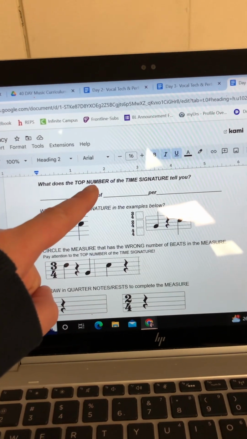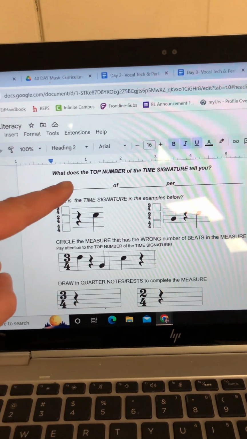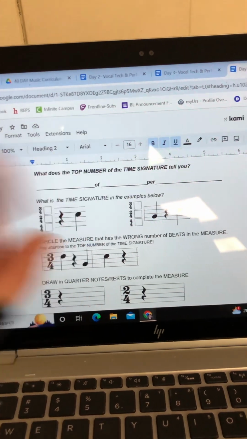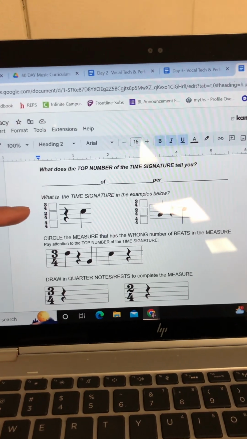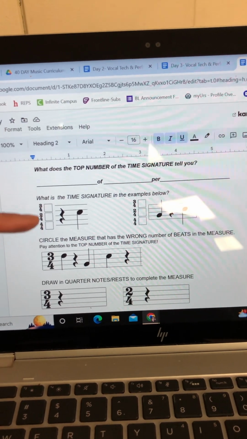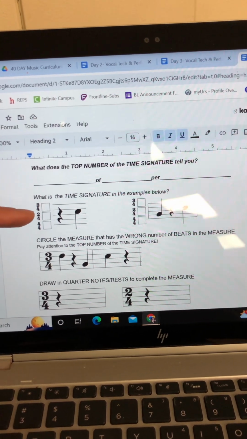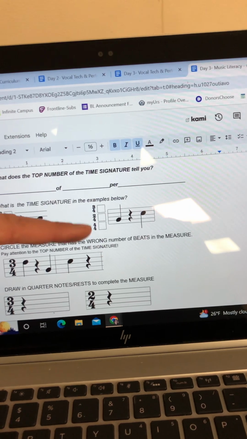So remember, the top number of a time signature tells you what? The blank of blank per blank. You've reviewed it hopefully enough that you can write that down. Right here, I want you to mark what time signature you think it is. Is it 3/4, 2/4, 4/4?